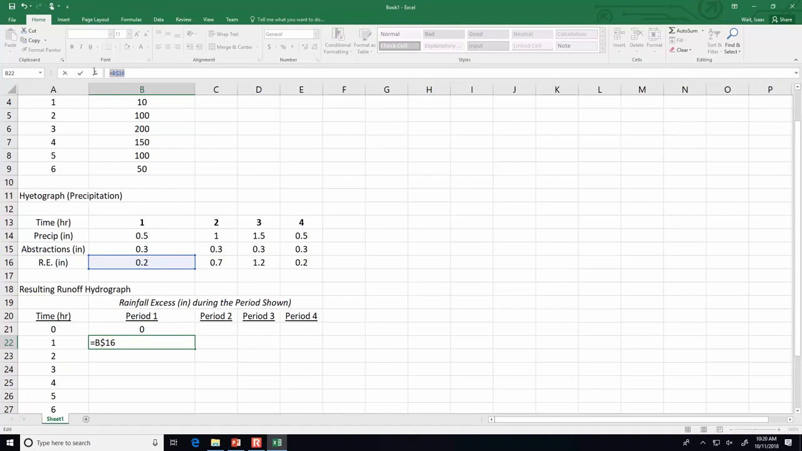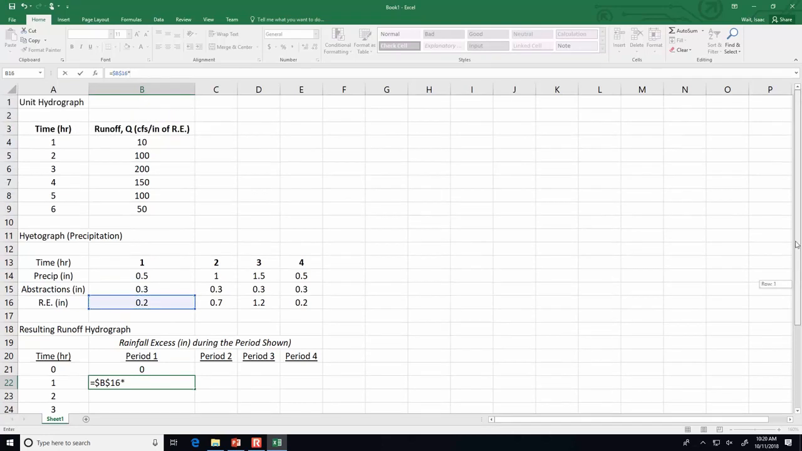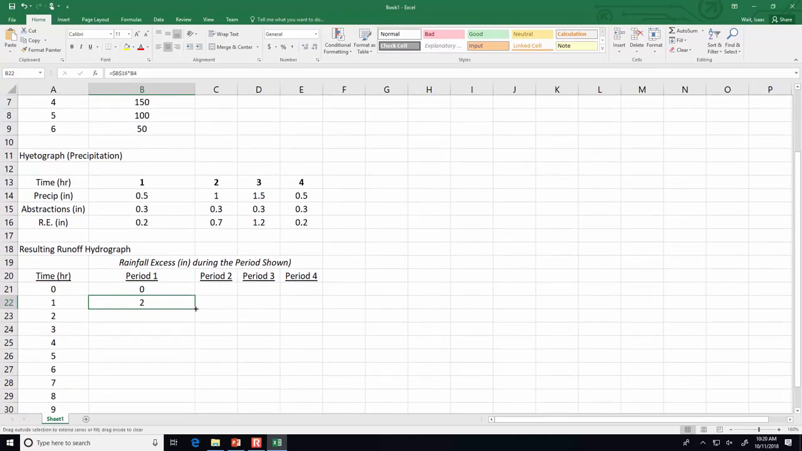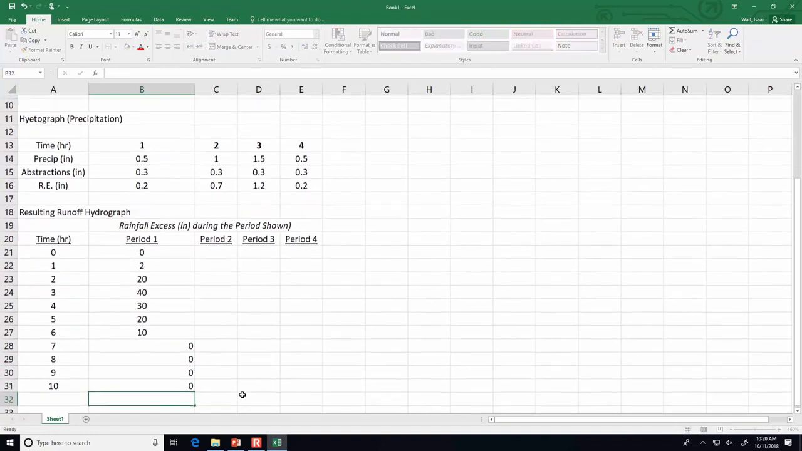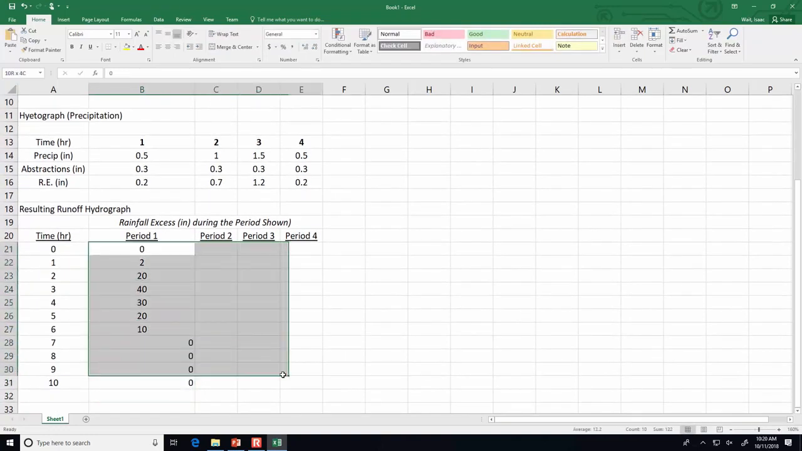Well, I'll anchor the whole thing because I'm not going to be able to just copy and paste anyway. So 0.2, anchor it, times, scroll up here to the 10 because that's what corresponded to hour 1. So then that gives me the 2 CFS. And then if I drag that down, it's going to tell me how many CFS through each of those times. And then I have to just manually put in zeros for the rest. 0, 0, 0, 0. All right.